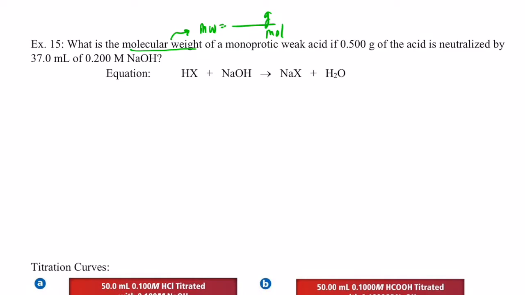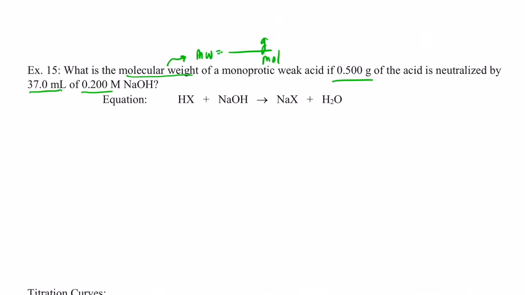So in this problem, I have 0.500 grams of this unknown acid, and it's neutralized by 37 milliliters of 0.2 molar sodium hydroxide. So to find my molecular weight, it looks like I have the gram part there, 0.500 grams. So I just need to find out how many moles of acid I have. I can take grams divided by moles, and I will have the molecular weight of that unknown acid.